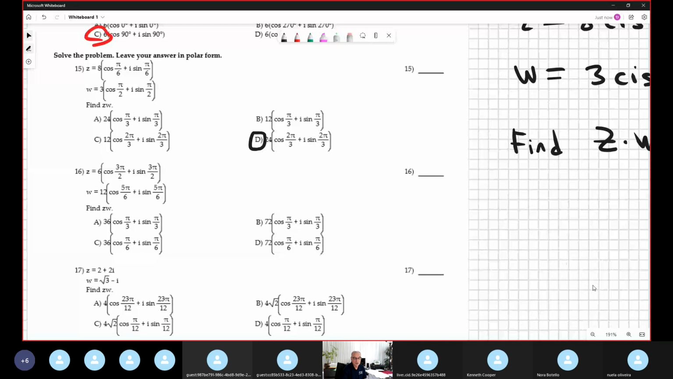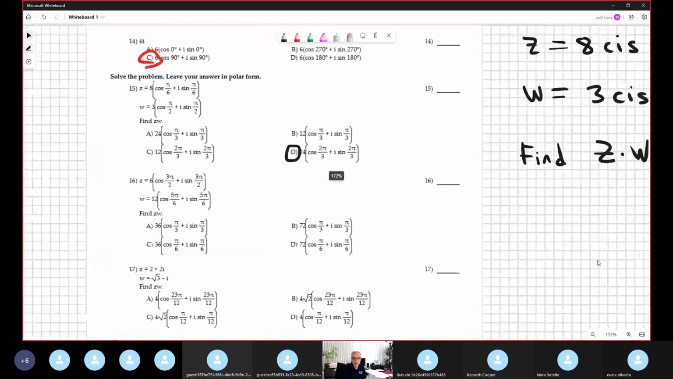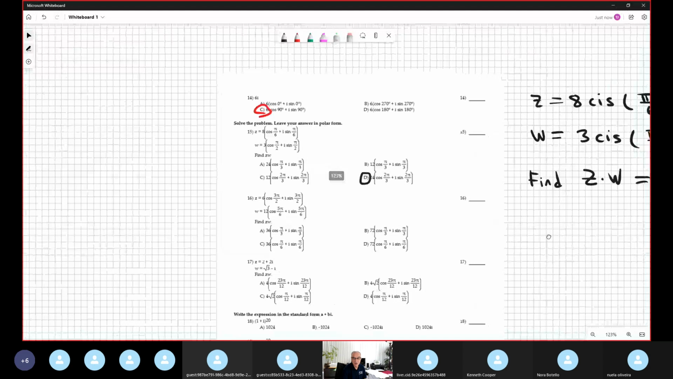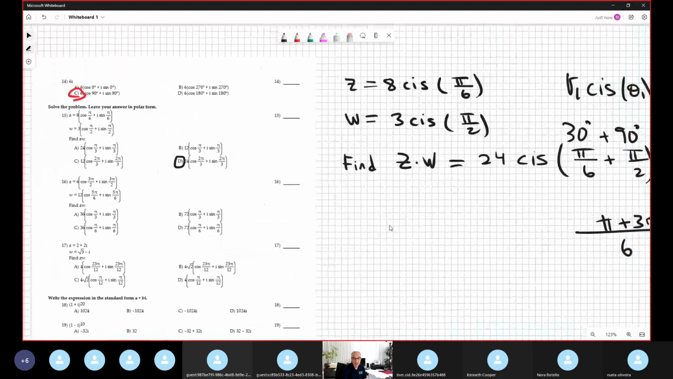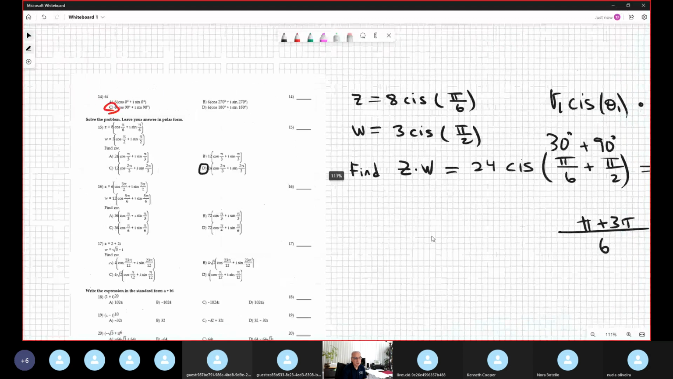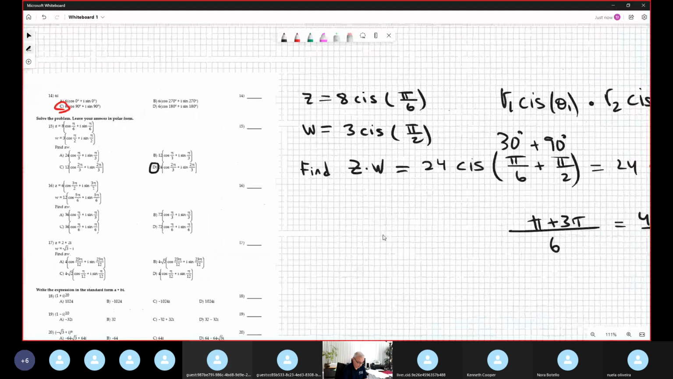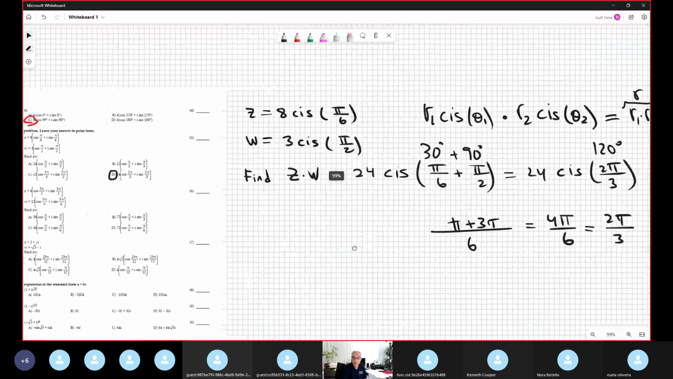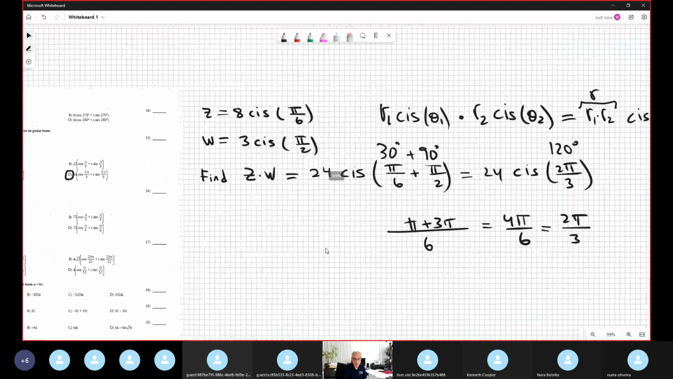Any question? Multiplication is super easy, the formula: multiply the radius and add the angles. Three problems on multiplication and no division, okay? One more and that's it. Stop and we continue.